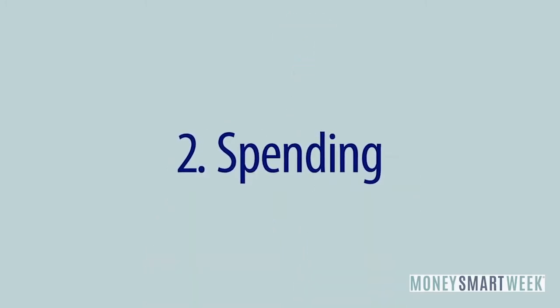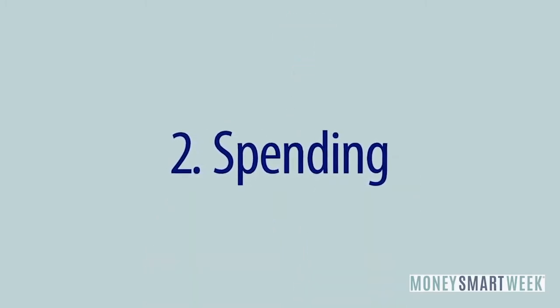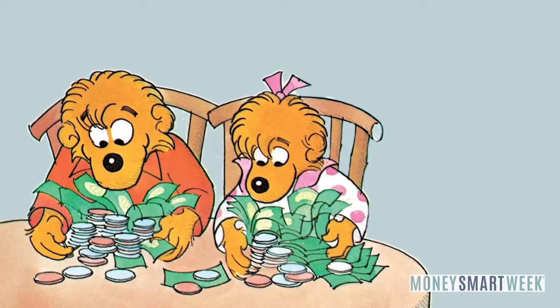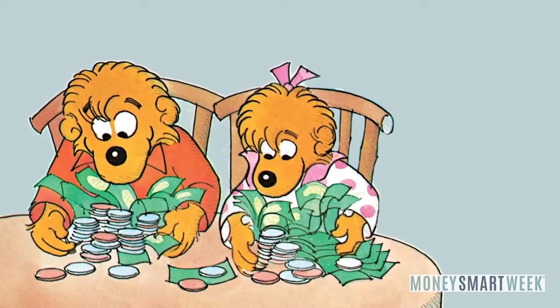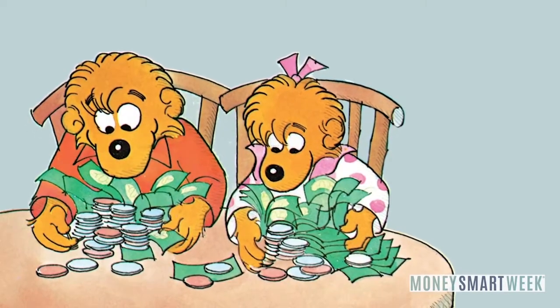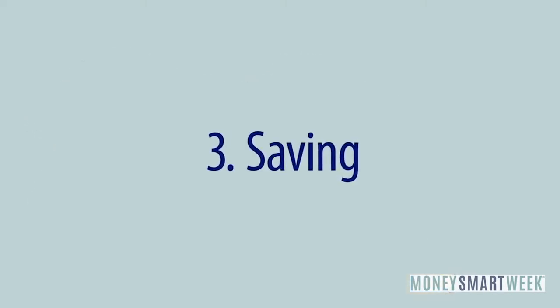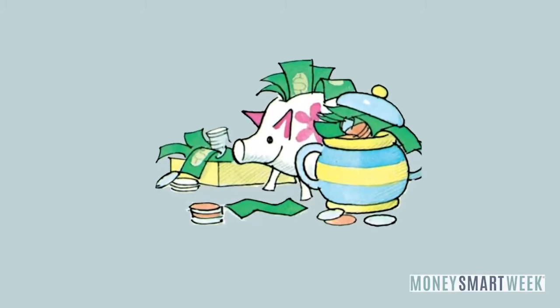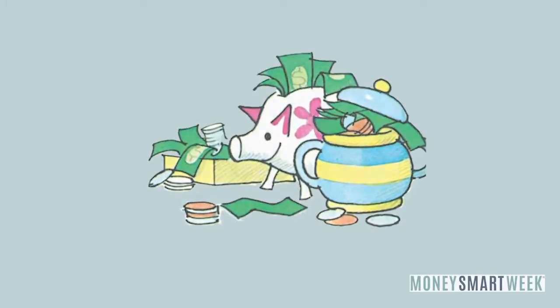Second, spending. You need money to buy things, and things have different prices. You can only spend money once. After buying something, a person needs more money to buy something else. Third, saving. Some things cost more money than we have at one time, and we must save up until we have enough. When you listen to the story, think about what the characters are saving up for.